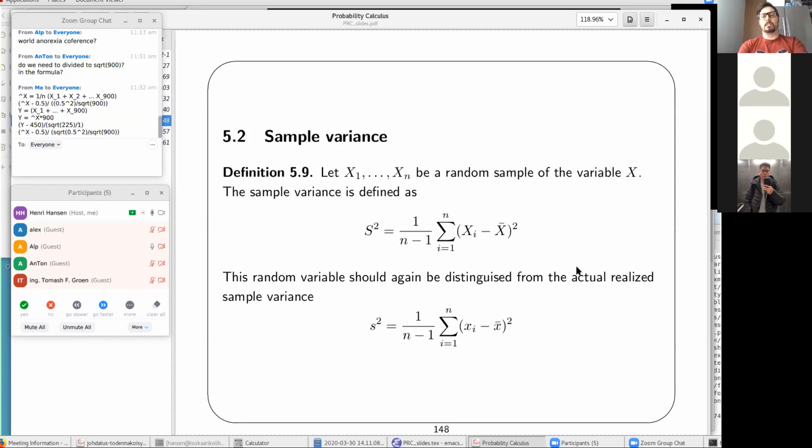Remember the sample variance. In the sample variance, we have 1 over n minus 1 times the sum of squares of differences between xi and the average, or the sample mean. So we define this as the sample variance and distinguish this from the actual realized sample variance. When we have a particular sample and we calculate, this is a real number based on this actual sample, and this is a random variable that before the fact we define. This is a formula that we then later apply to that random variable.